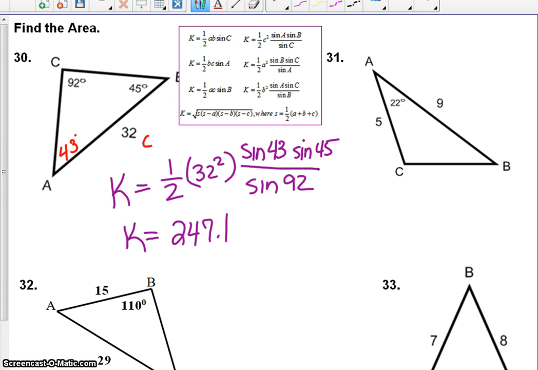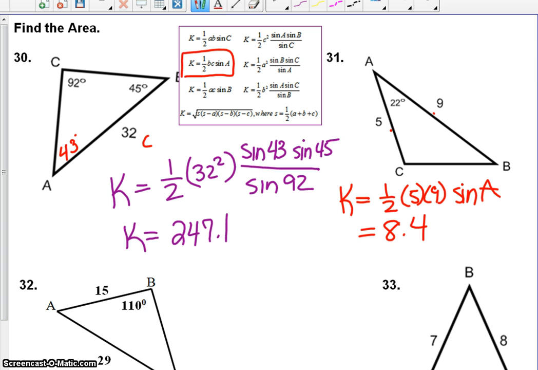For the next problem, let's do this one in red. Now for the next problem, I kind of have the SAS again. I have a side, the angle inside, and the side on the opposite. With that one, you're going to be using one of these formulas right here. So my area is 1/2 times those two sides multiplied together, 5 times 9, times the sine of that included angle, the sine of A. Again, it's just about chugging out the answer. The answer would be 8.4 units squared.